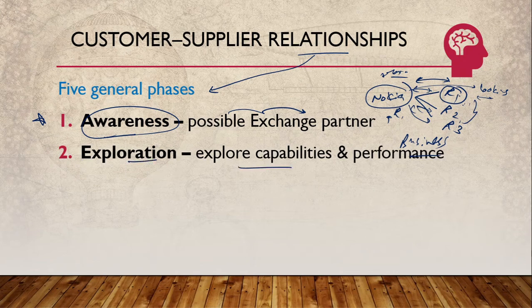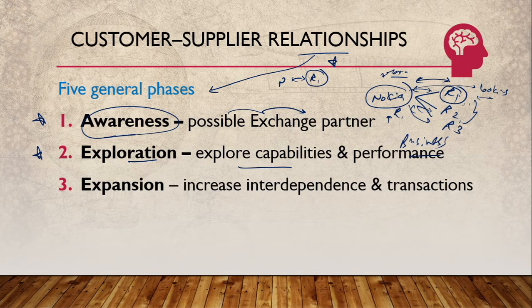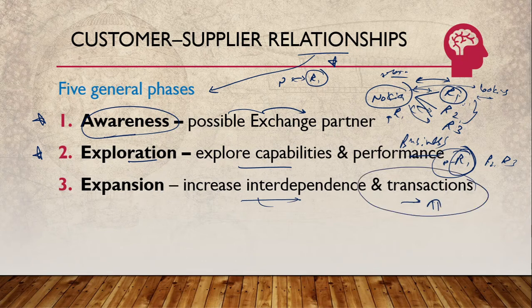Next is exploration, explore capabilities and performance. When Nokia is in contact with R1, then over a course of time, it will see what the quality of the product that R1 is delivering is and what the performance standards are. After the awareness period, this is the exploration, which is the second phase. Once you have explored better and understood that R1 is good compared to R2 and R3, then Nokia will purchase more products from R1. This will create interdependency and lead to an increase in the transactions. So this is the third phase.